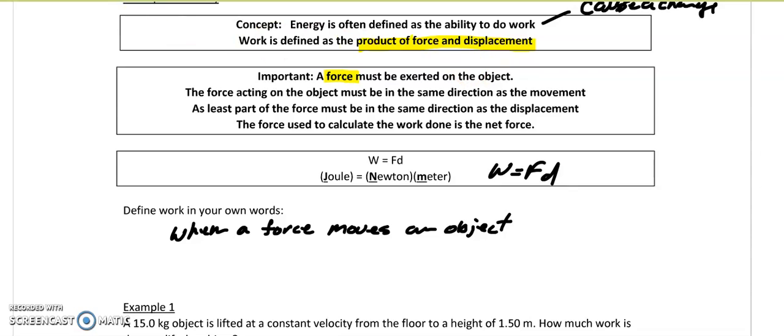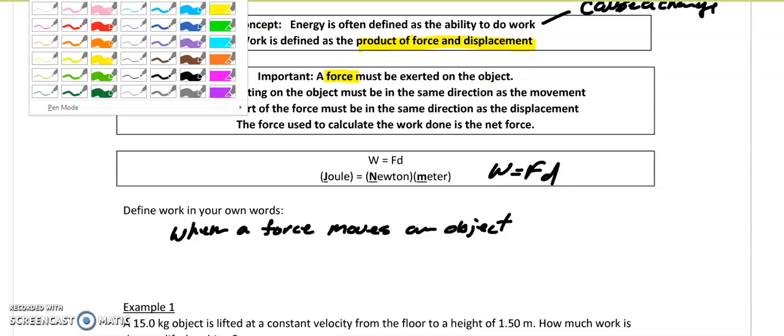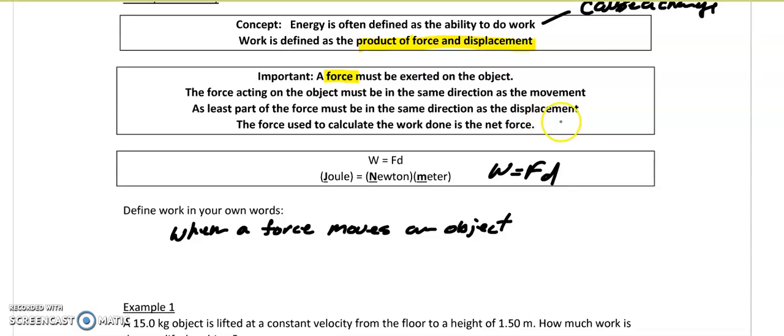Okay? If I were to, let's say, take this object and I hit it this way, and then all of a sudden it decides to shoot off this way, well, what have I actually done there? I've applied a force this way, it's moved that way, no real work is being done, right? At least part of the force must be in the same direction as the displacement.